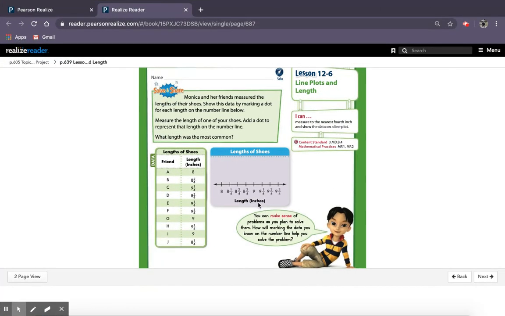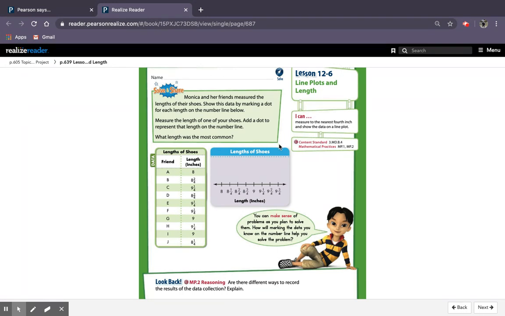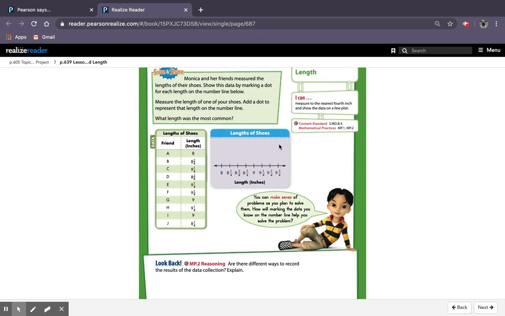But we're going to look at the solve and share first. So it says Monica and her friends measured the length of their shoes. Show this data by marking a dot for each length on the number line below. Measure the length of one of your shoes. Add a dot to represent the length on the number line. What length was most common? So literally, like they said, put a dot. So if I look at A, it's 8 inches, put a dot over that.